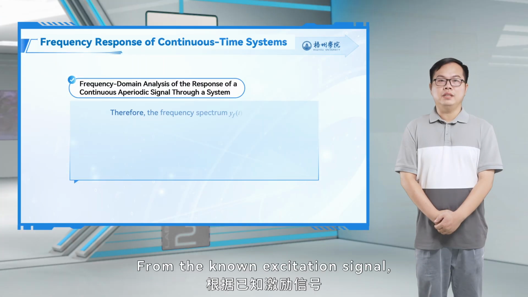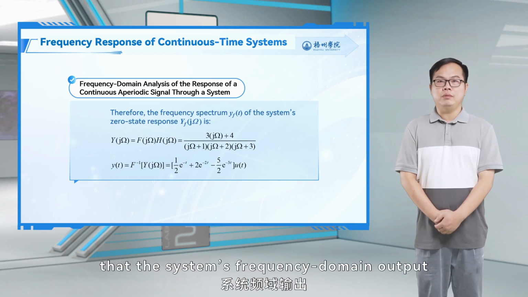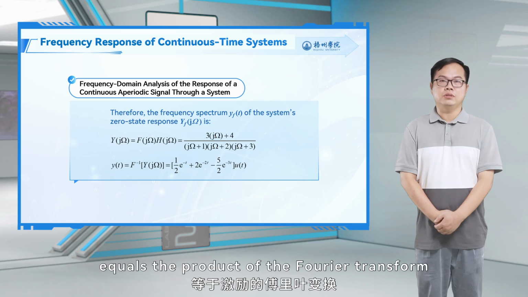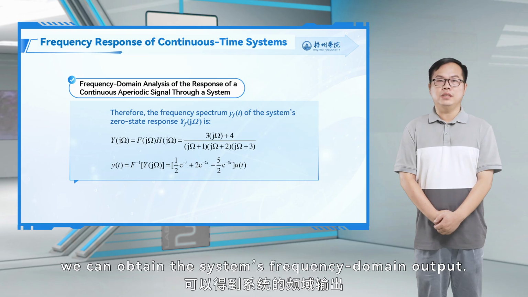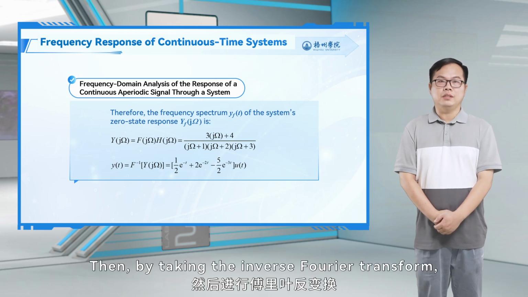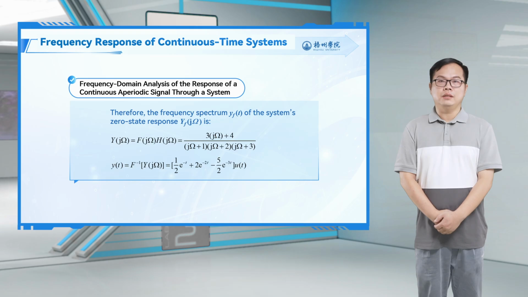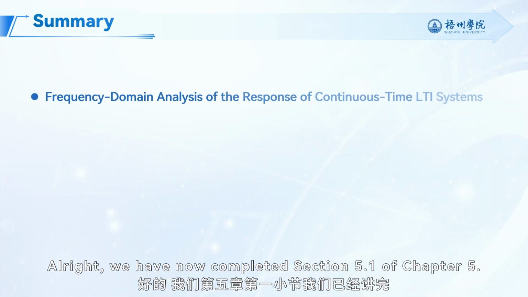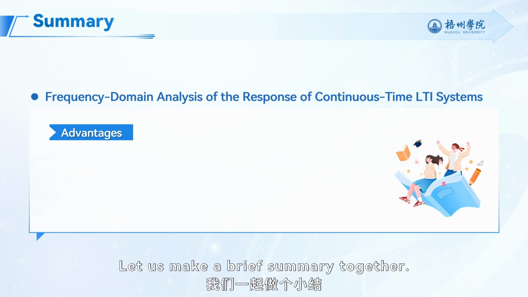From the known excitation signal, and using the fact that the system's frequency domain output equals the product of the Fourier transform of the excitation and the frequency response, we can obtain the system's frequency domain output. Then, by taking the inverse Fourier transform, we finally obtain the zero-state response as shown in the result. Alright, we have now completed section 5.1 of chapter 5. Let us make a brief summary together.